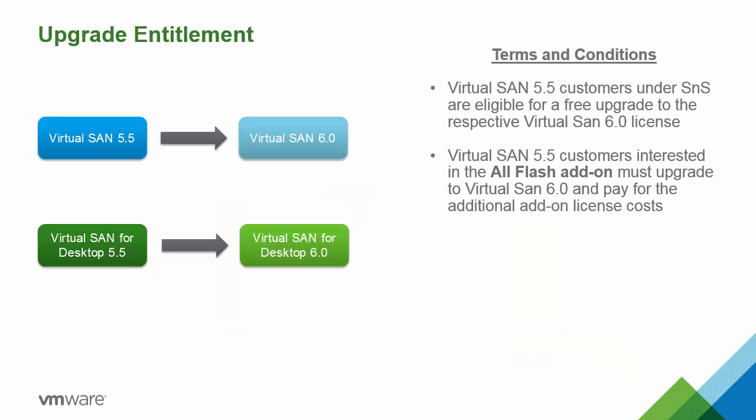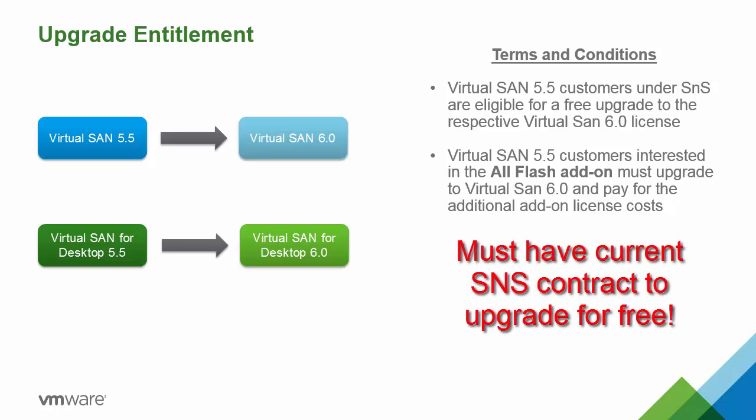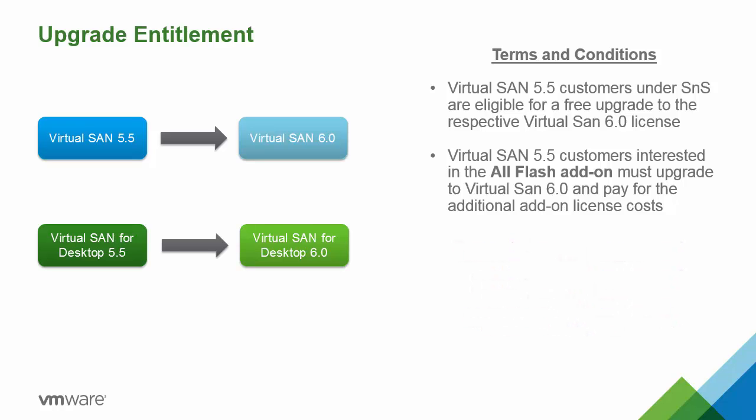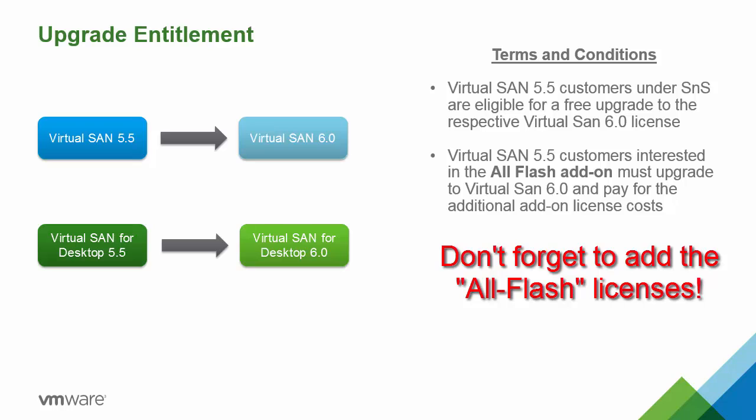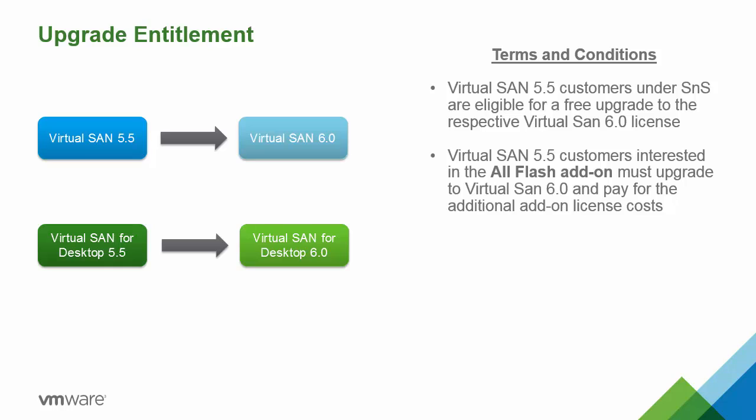Now you're going to have many customers that may already be using vSAN 5.5 and they want to upgrade to the new vSAN 6. And they can do so, of course, if they have current SNS active on their vSAN licenses. So if they want to upgrade, they're definitely allowed to do that, providing they have a valid SNS contract. For those that want to upgrade to vSAN 6 and use the all-flash option that are already using vSAN 5.5, they must first upgrade to vSAN 6, and then they'll also have to purchase the appropriate number of all-flash licensing on top of it. So they will need to purchase those licenses to move to the all-flash.